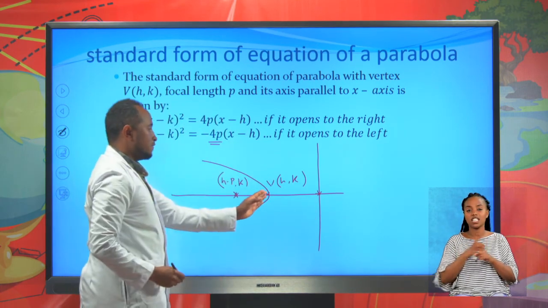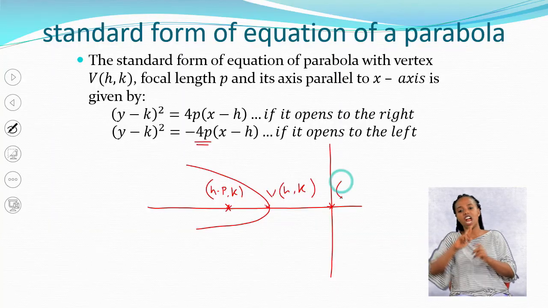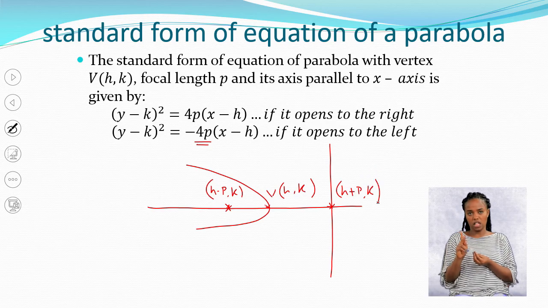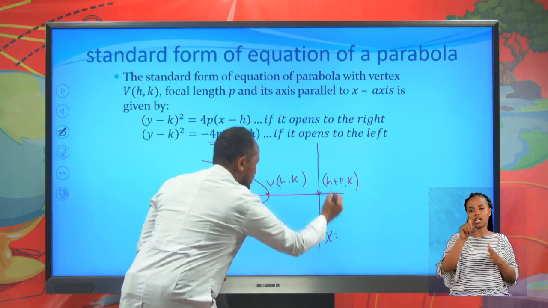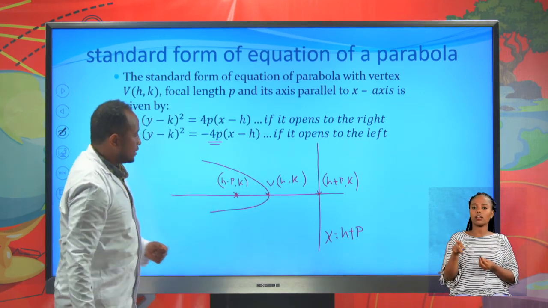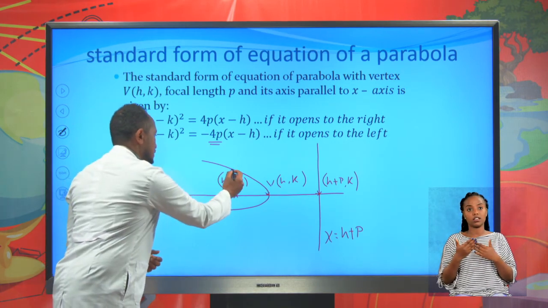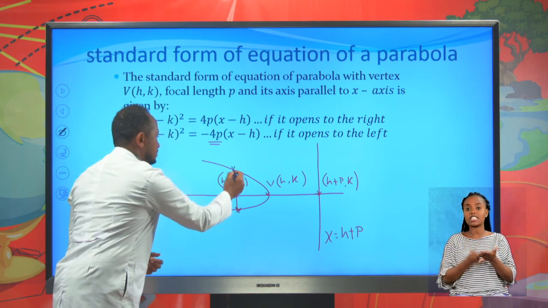The distance from vertex to directrix is p, so you move to the right, so you have this point to be h plus p comma k. Since it's a vertical line, the equation of the directrix will be x is equal to h plus p. What else? We can also find the end points of this latus rectum.